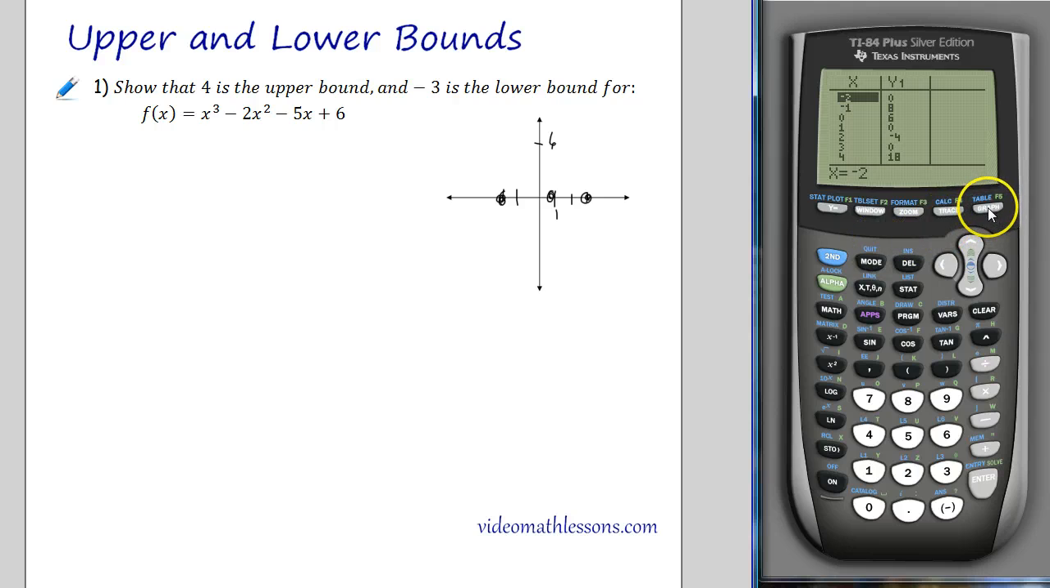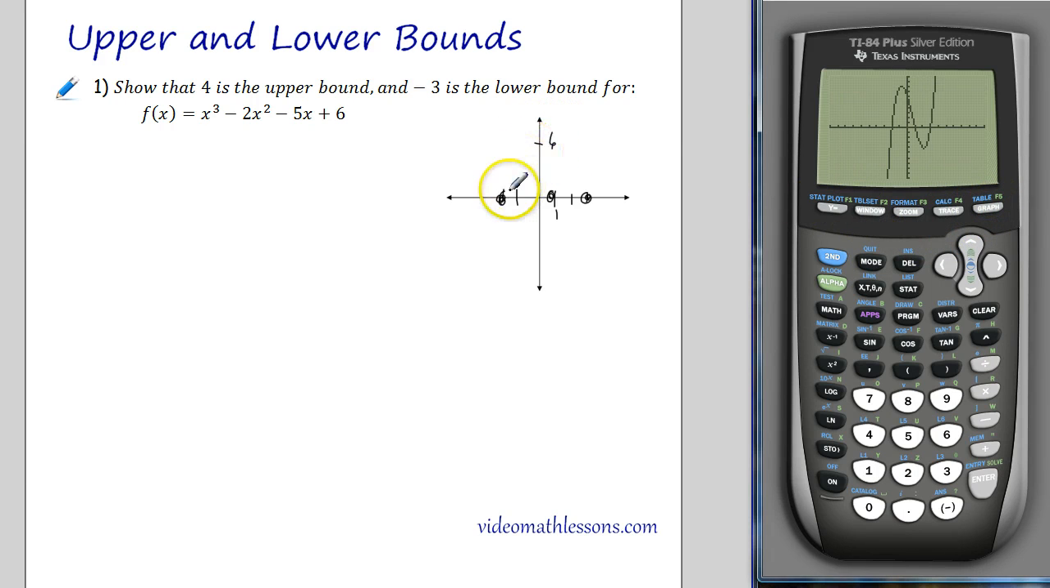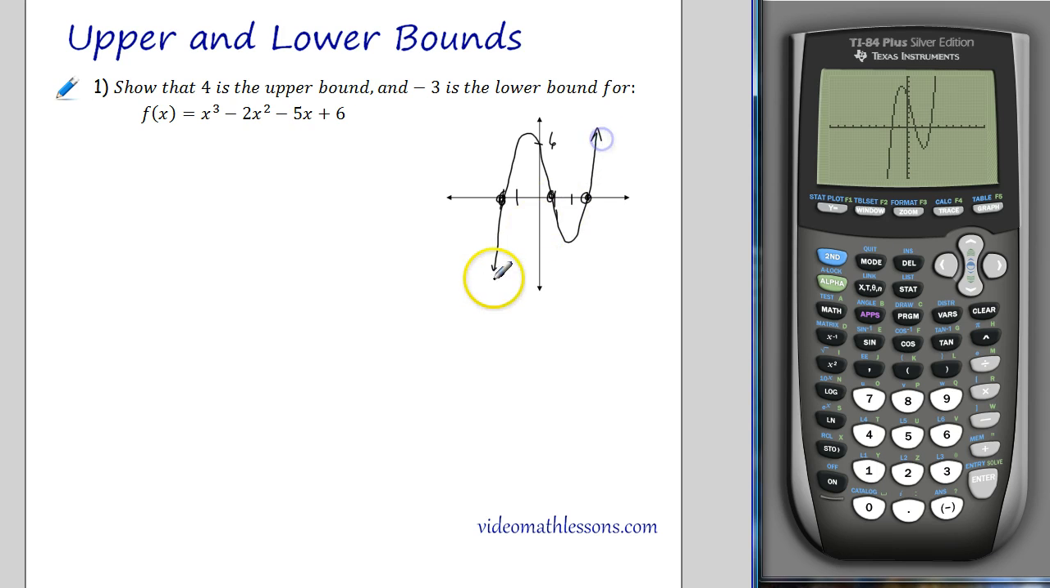Let's go back to graph and try to graph this thing so it doesn't look too horrible. It's coming through like this, coming up, coming down a little past. Something like this, very rough. I'm just going to call it f of x, labeled x-axis, y-axis. And it says show that 4 and -3 are the bounds. Well, we're going to plug in 4. We're going to do synthetic division with the 4.